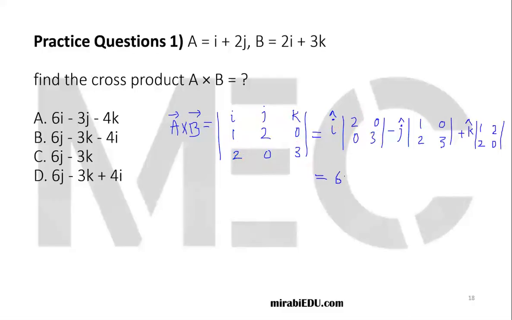So we can write 6i, because the determinant of a 2 by 2 is calculated as the product of the main diagonal minus the product of the other diagonal. 6 minus 0 is 6. Now here 3 minus 0, so negative 3j, and here 0 minus 4, so negative 4k. 6i minus 3j minus 4k. So the first choice is correct.